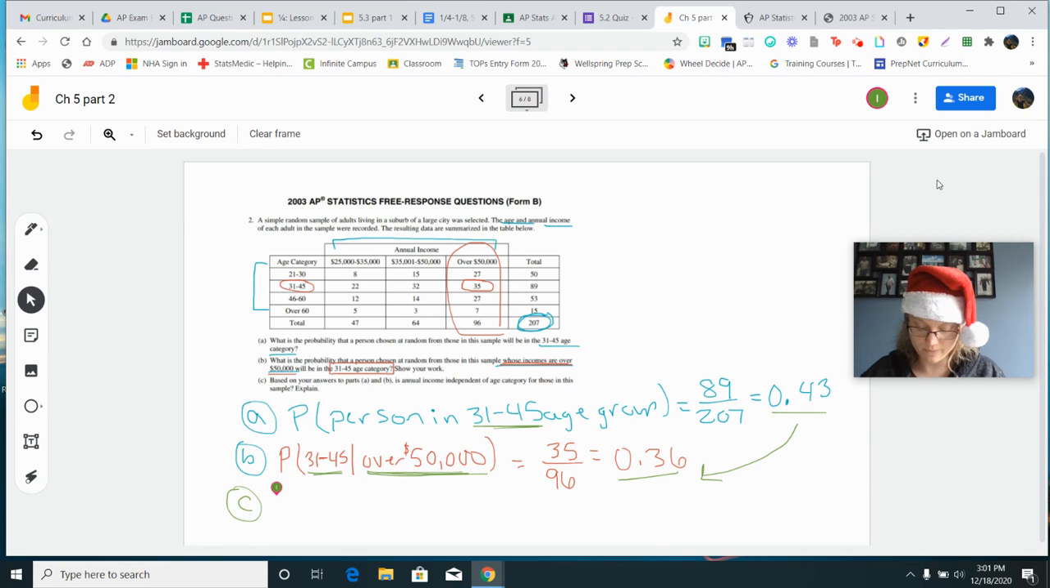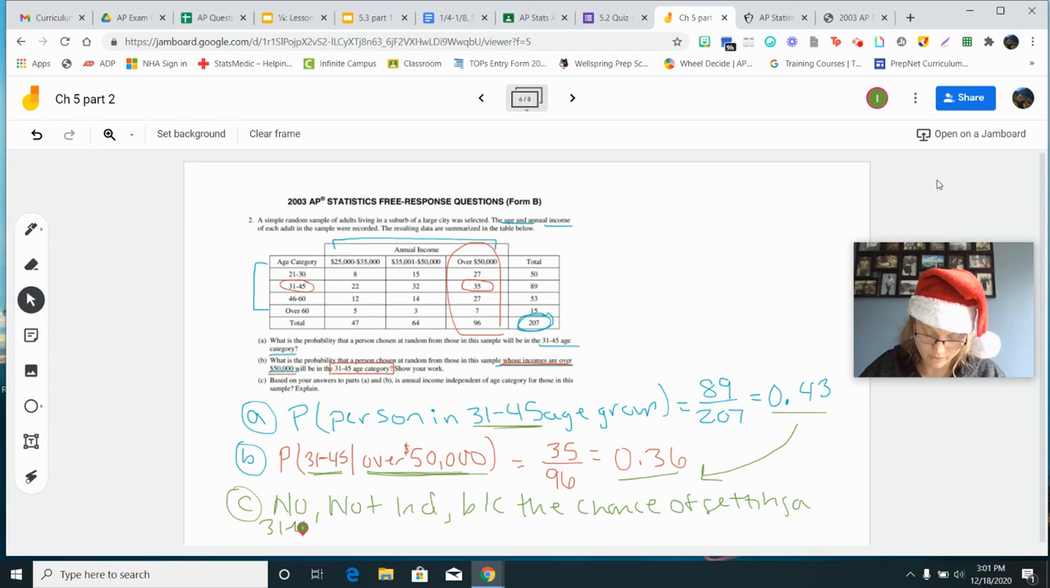So we would say no, not independent, because, and I'm abbreviating here a little bit so I don't run out of space, the chance of getting a 31 to 45-year-old will decrease when we add income.